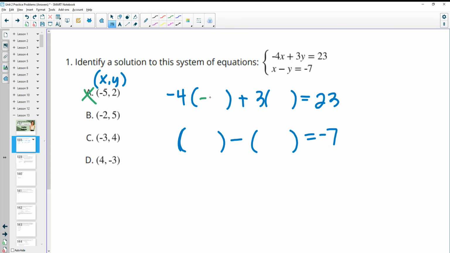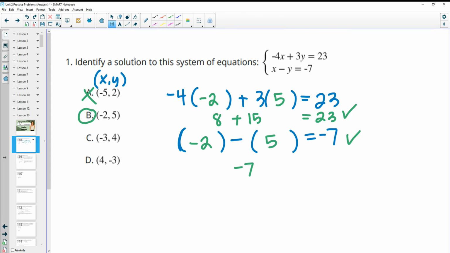So we'll plug -2 in for x and 5 in for y. -4 times -2 is 8. 3 times 5 is 15. 8 plus 15 does equal 23, so it's a solution to the top. So then we'll plug it into the bottom. We have x minus y, and -2 minus 5 is -7. So it's a solution to the bottom one as well.